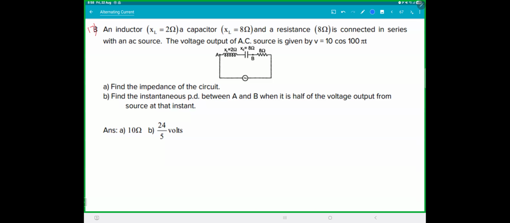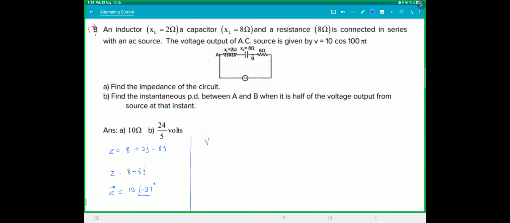First part was easy. What was the impedance? 8 plus 2j. So inductance will be plus 2j, capacitor will be minus 8j. So Z will be 8 minus 6j. So Z magnitude will be 10 at angle minus 37. They're asking for magnitude normally, so that is 10. First part is done. Next thing.